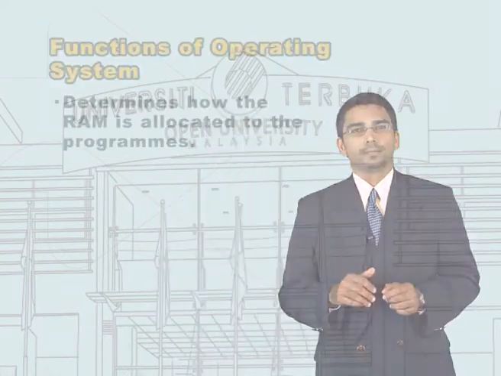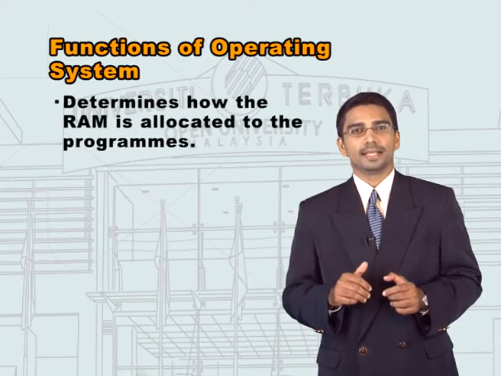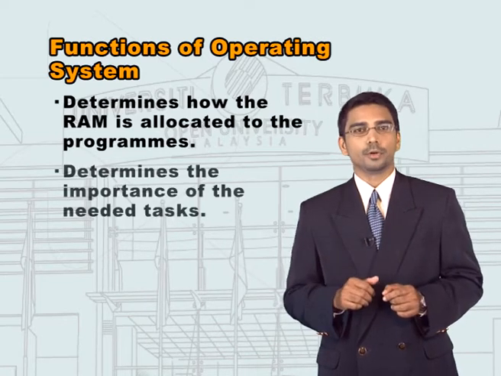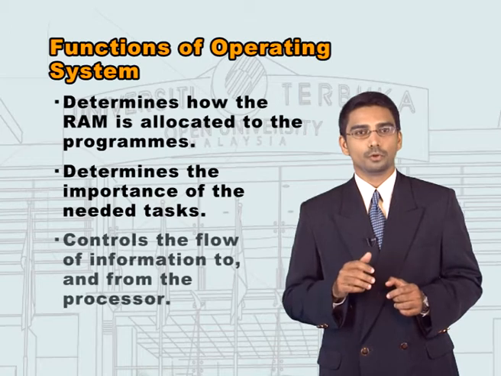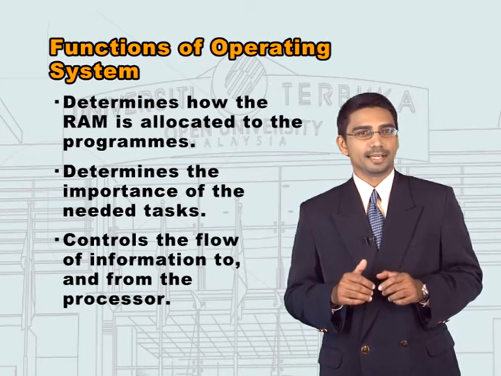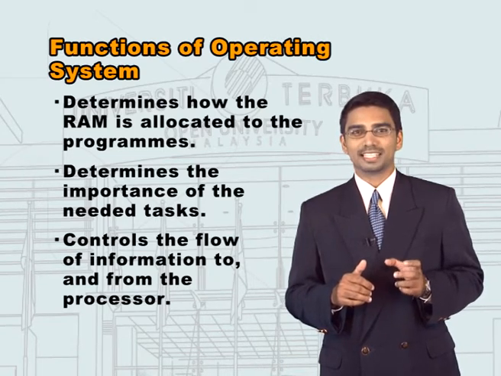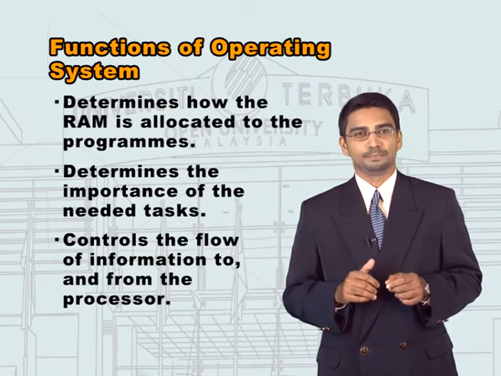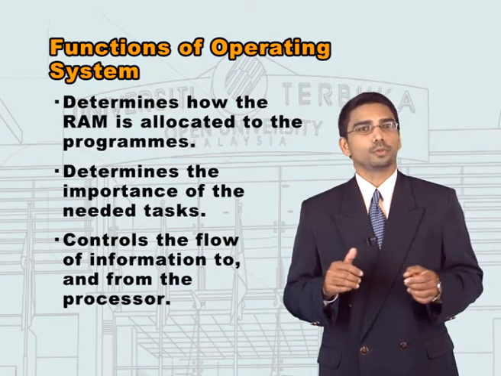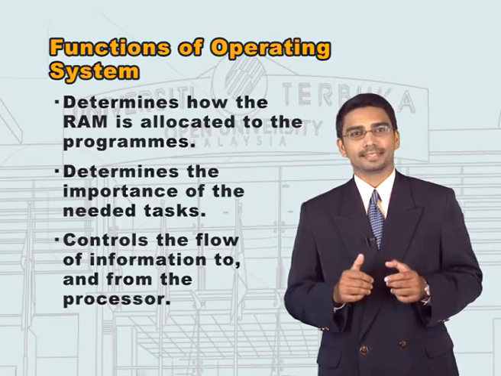So basically, the operating system manages and controls all the processing activities in the computer. It works behind the scene and becomes the middleman for requests from the users and programs. The operating system determines how the random access memory or RAM is allocated to the programs. It determines the importance of the needed task and controls the flow of the information to and fro the processor. Thus, a larger RAM size in a certain computer will enable it to function faster and in a comfortable manner. If a computer does not contain enough RAM to run the software, then the computer will run slowly, or it may hang.